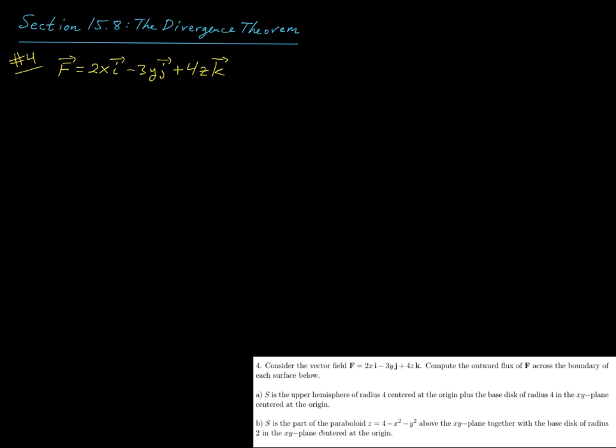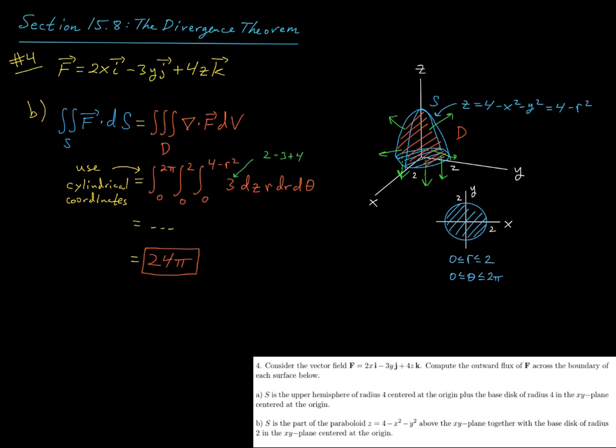Well, pretty similar, except now S is the part of the paraboloid z equals 4 minus x squared minus y squared, above the xy plane, together with the base disk of radius 2 in the xy plane centered at the origin. Well, it's essentially the same thing, except now I'm going to get 3 times the volume of this solid enclosed by the paraboloid and the base disk.